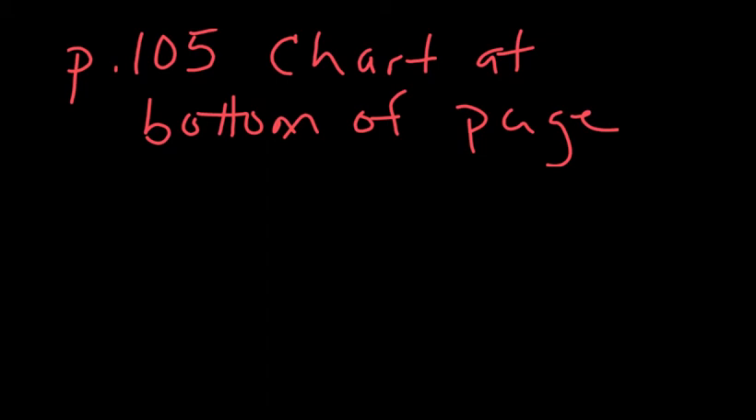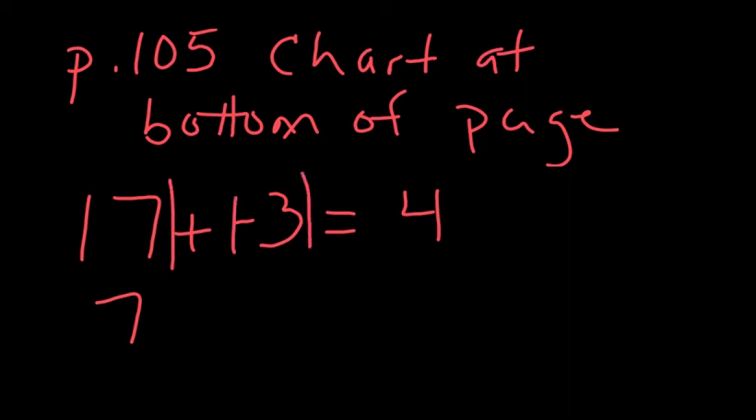The first thing in the green box says your answer is positive if. And then it gives you an example. If you're adding A and B, you get a positive answer if the number with the greatest absolute value is positive. For instance, 7 plus -3 is 4. This absolute value is bigger than this absolute value, so of course you get a positive answer.